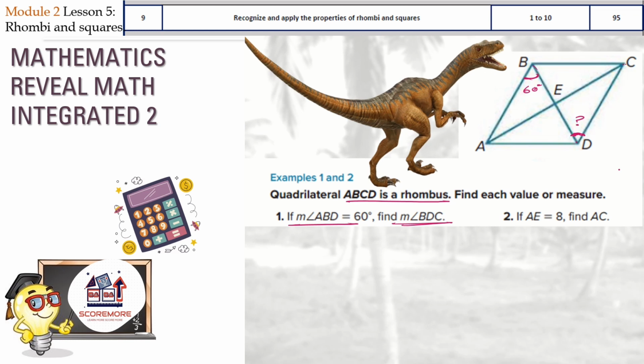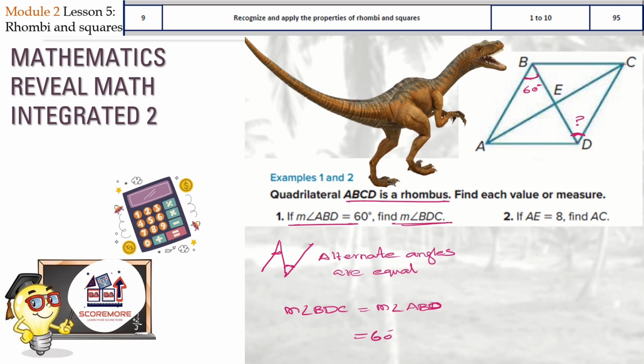If you look at the picture very keenly, it looks like Z, which is alternate interior angles, or simply we can say alternate angles are equal. Which means measure of angle BDC will be equal to measure of angle ABD. So in simple words, measure of angle BDC will also be equal to 60 degrees.